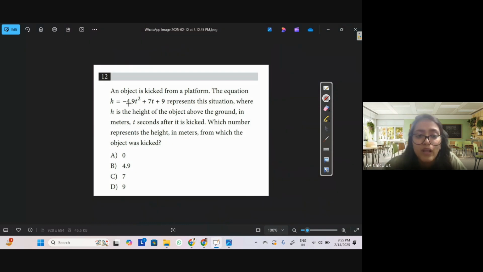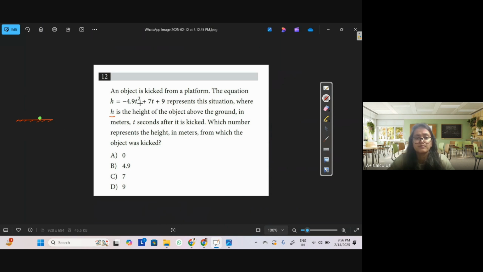They will give you, okay, so let's read it. An object is kicked from a platform. The equation represents this situation where h is the height of the object above the ground in meters, t seconds after it is kicked. So you have a platform. This is a platform. Okay, and h is the height of the object above the ground. Now, there is an object on this platform.